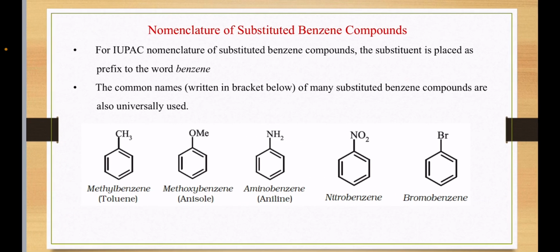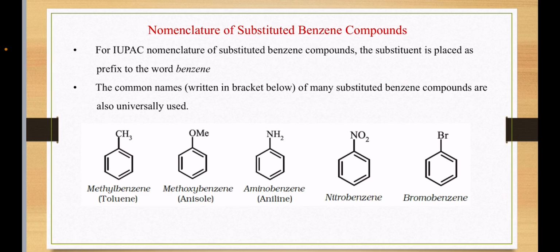Now, nomenclature of substituted benzene compounds. In this case, you have to take care that if the functional group is directly attached to the benzene ring, then only it is that particular class of compound. For example, you can say here it is alkyl benzene. First compound is methyl benzene. Its common name is toluene, and in the second case it is ether, OMe. Me may be methyl group. So it is methoxybenzene. The common name is anisole.